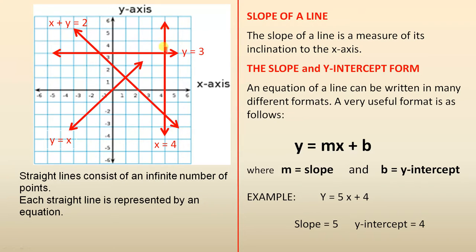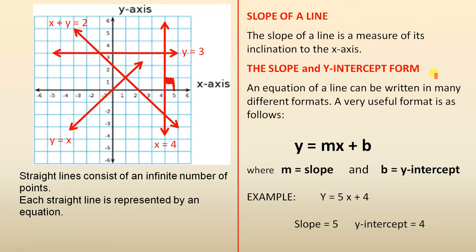This line here is parallel to the y-axis. In other words, it is at 90 degrees to the x-axis. Now we have to be very careful here because for such a line, the gradient or slope is undefined. Each of these lines here has a slope because they are inclined to the x-axis.